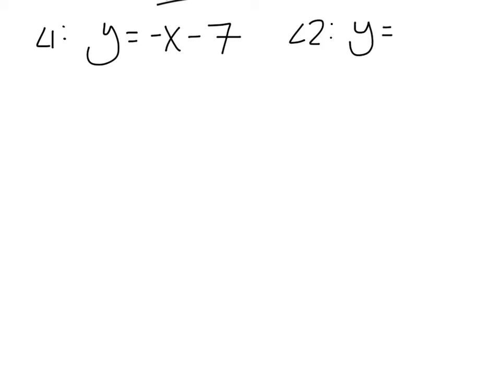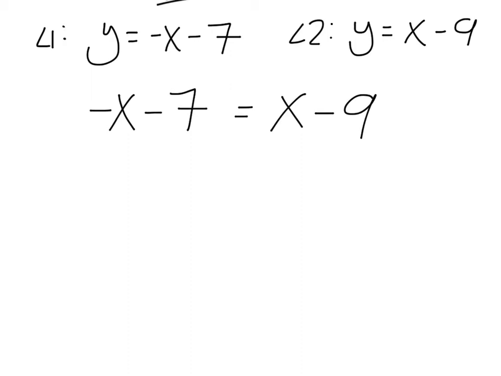So L1, line 1, was y equals -x minus 7, and line 2, the one we've just figured out, was y equals x minus 9. So the easiest way to find the point of intersection here, because they're both in the form y equals, we can simply make them equal to each other. So -x minus 7 equals x minus 9.